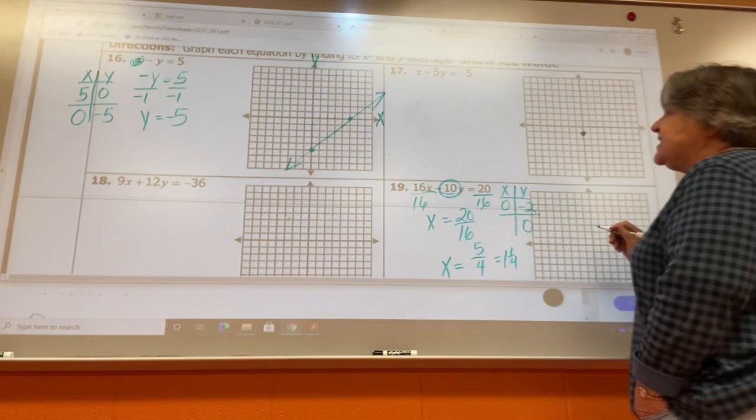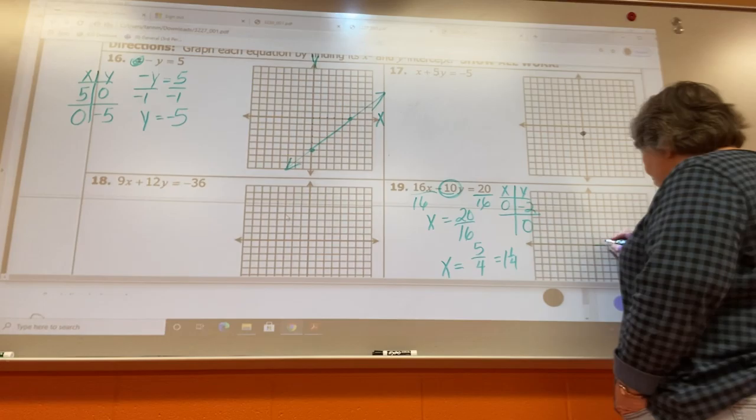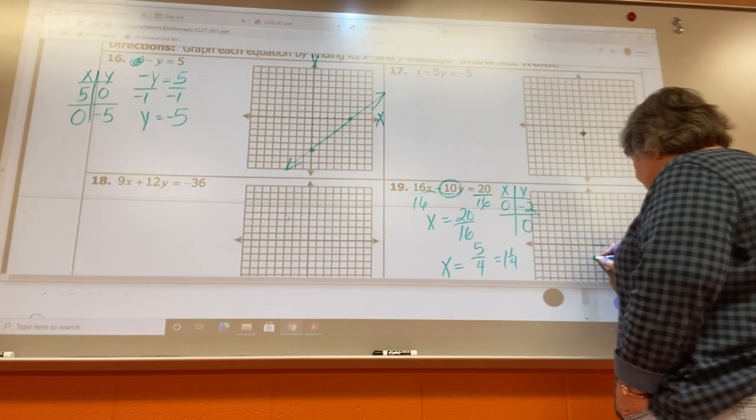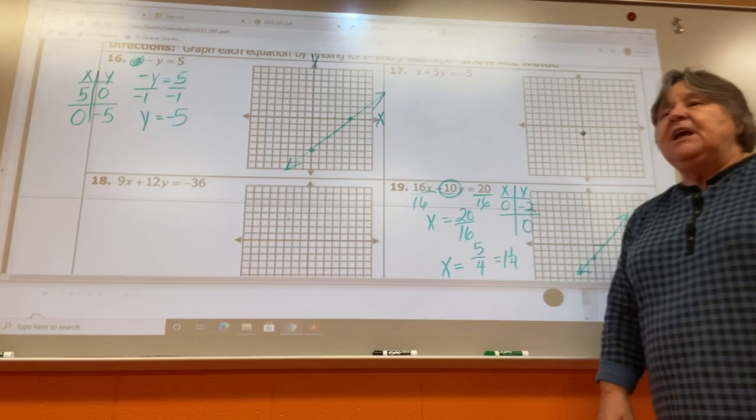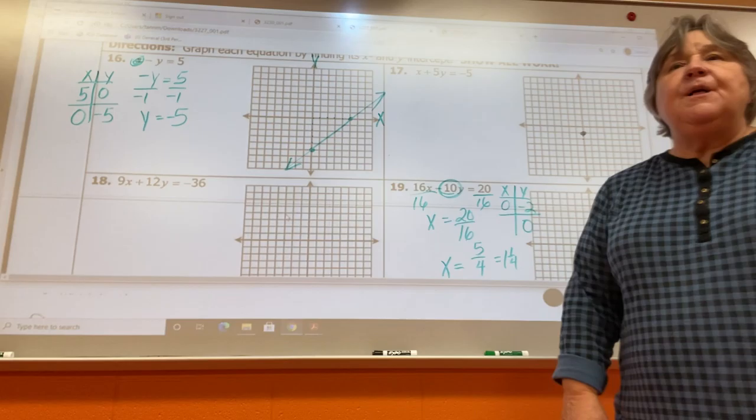So for x and y intercepts, if y is 0, then that's not there. So I've hidden y, because y is 0. So what I have is x equals 5. So there it is. When y is 0, x equals 5.